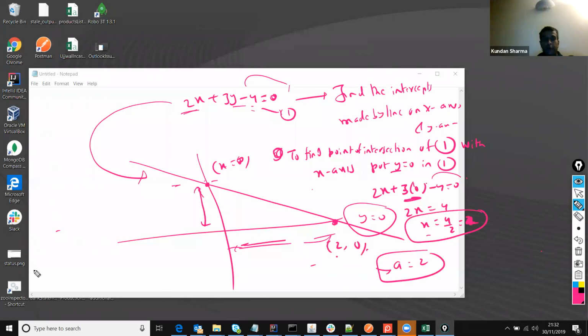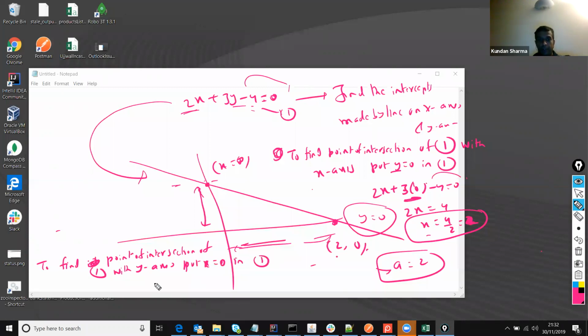Similarly, we'll say that to find the point of intersection of 1 with y-axis, what do we put? Apur, what will you put? X is equal to 0. We'll put x equals to 0 in 1. Is it clear? Agrima, is it clear?